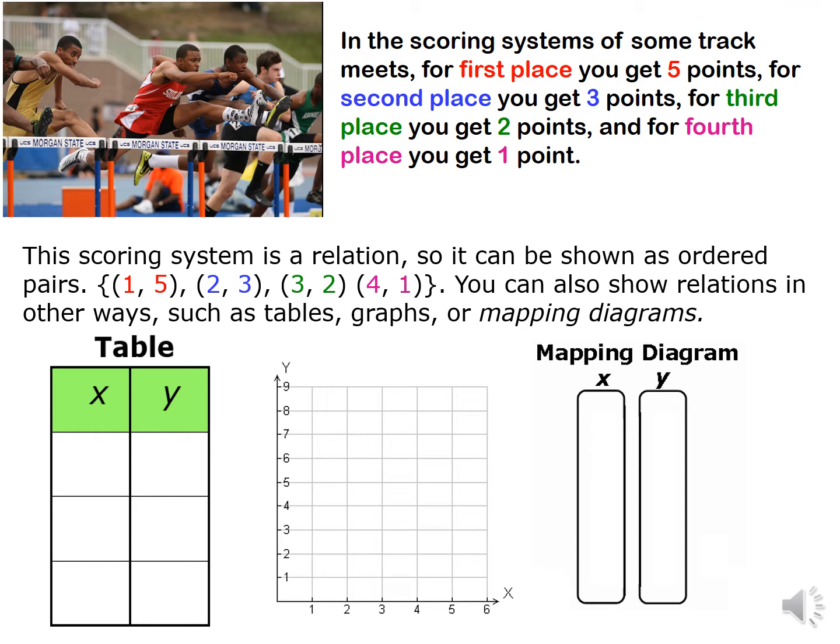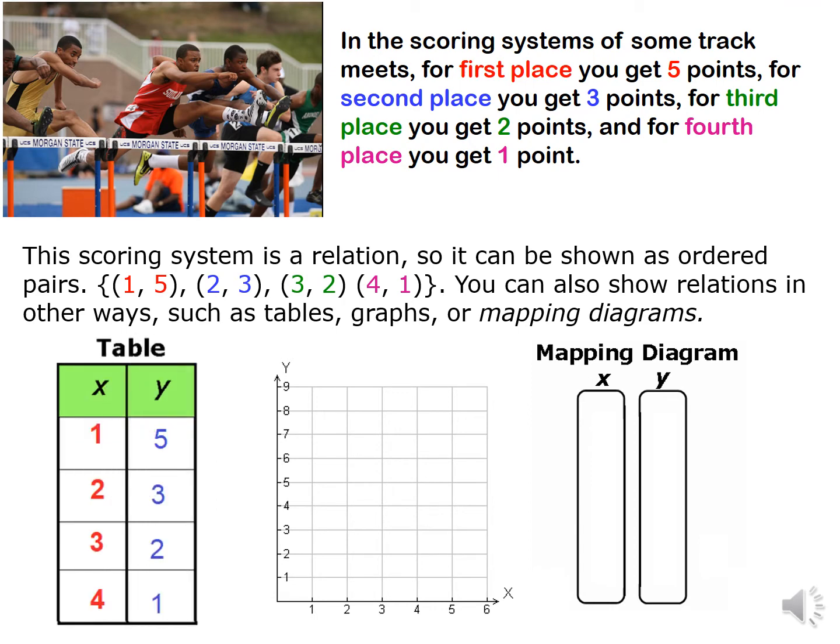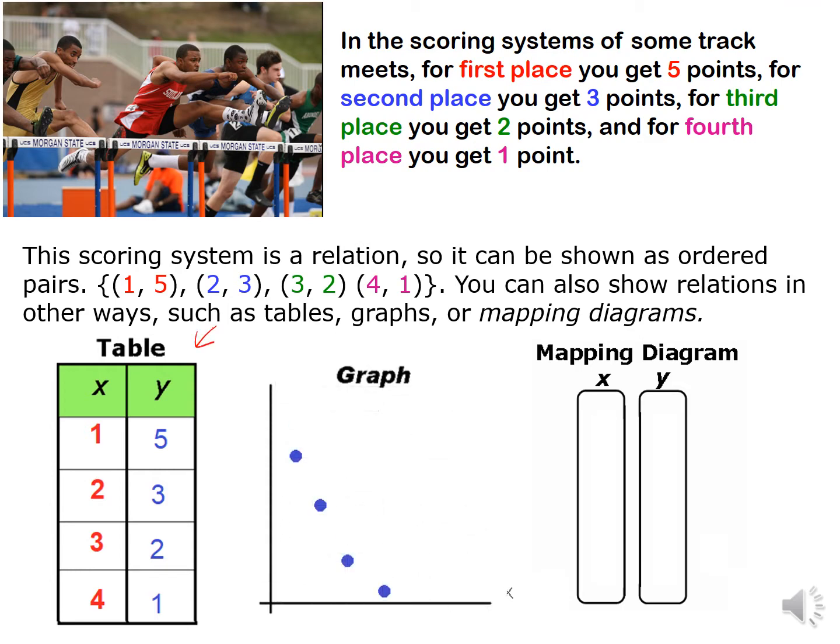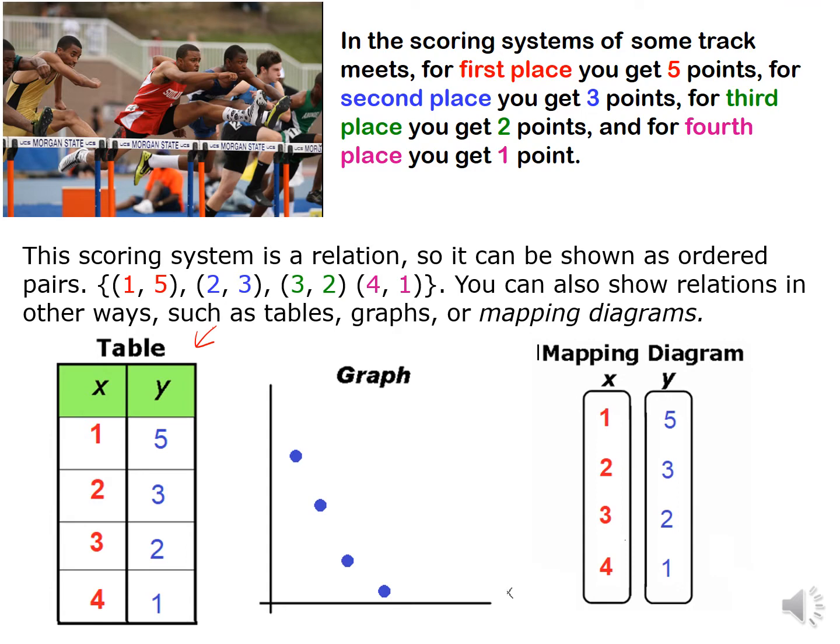So it can be shown as ordered pairs. The first place is represented by the x. So you have first place, second place, third place, fourth place. And then the points you get is represented by the y. So if we put these in place, we can see there it's set up as a table. Here it is set up as a graph. And this is a mapping diagram. Okay? So you can see it in all three different ways. So this is a relation. There is a relation between the place you get and the points you get. Okay, and that's represented right here.